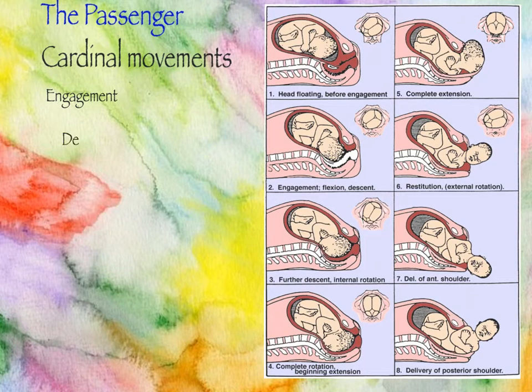The next one is going to be descent. Descent is the process influenced by uterine contractions and mom's pushing efforts. This is the baby moving down through the pelvis into the birth canal, and eventually out. So we have some descent here, but more here, further descent.